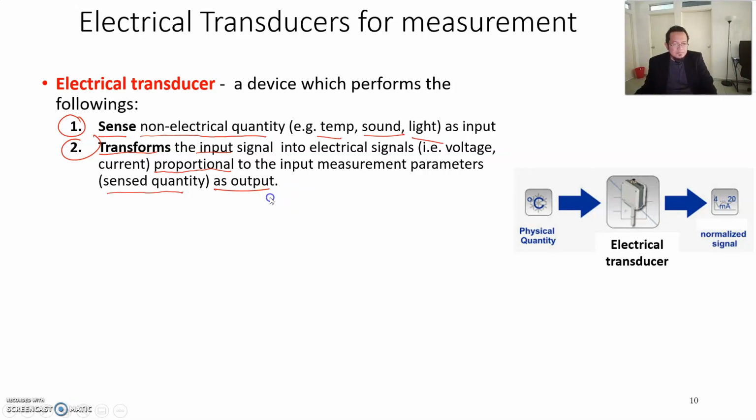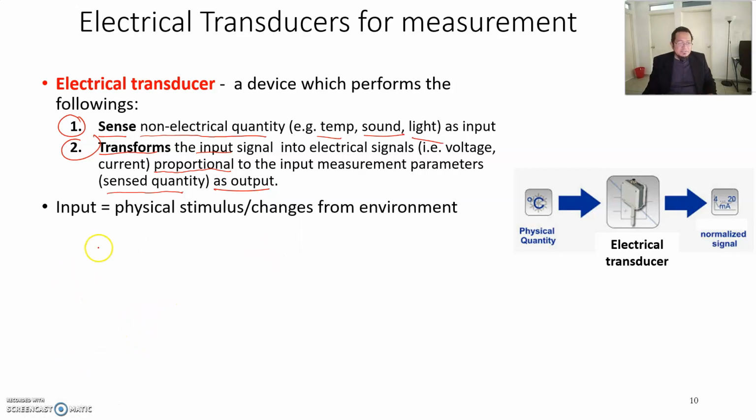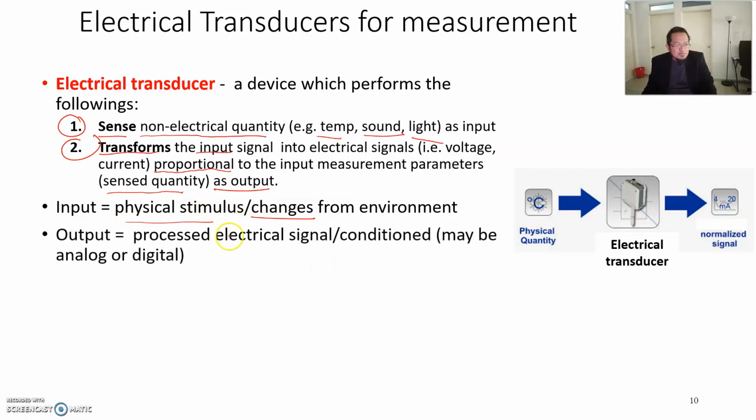Okay, so the input for a transducer is all types of physical stimulus or physical changes. Stimulus is something that stimulates something. Okay, and the output is basically a processed electrical signal, or you can say it's conditioned. Conditioned means it has had some manipulation done on the data. Okay, so it may be either analog or digital.